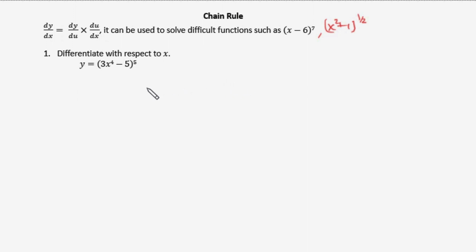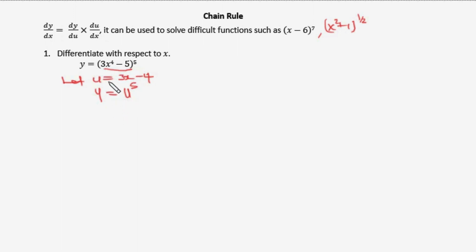So let's illustrate this by solving this question here. The first thing we do, we try to represent the values here. We say let u equal 3x minus 4, and then we say y will now be equal to this u raised to the power 5. Remember we left out the 5, so y will be equal to u to the power 5.